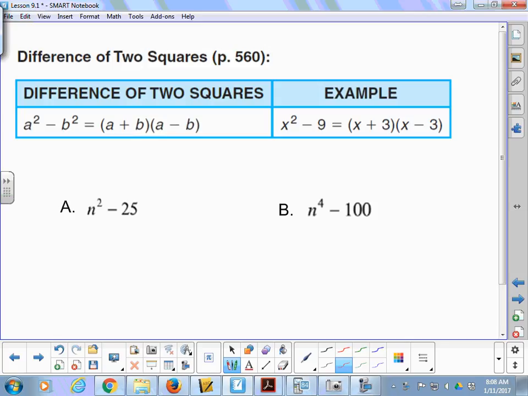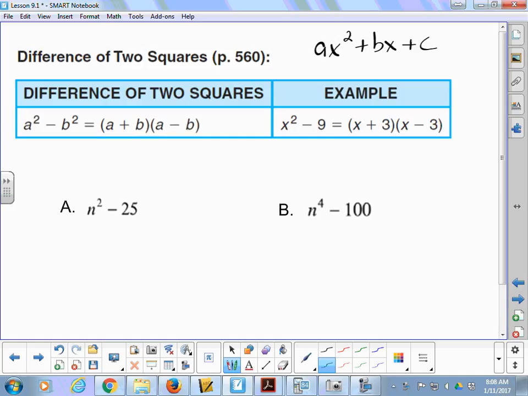Factoring the difference of two squares. So the factoring we've done the last 2 days has always been in the form of ax squared plus bx plus c. Well, sometimes we get things that are in the form of the difference of two squares. So there's only two terms, and they're separated by a minus sign. Two terms separated by a minus sign for the difference of two squares.